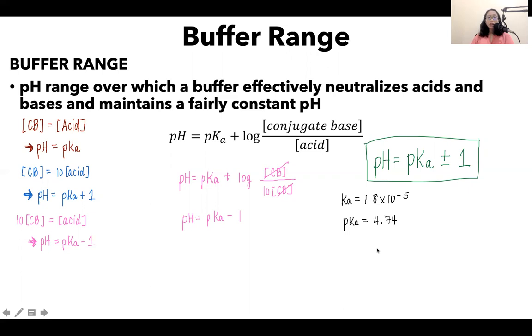This means that the buffer range for an acetic acid-acetate buffer is 3.74 to 5.74, meaning it can maintain these pH values even if you add a strong acid or a strong base to the buffer. But if you have a mixture of the two and the pH is outside this range, you don't have a buffer.